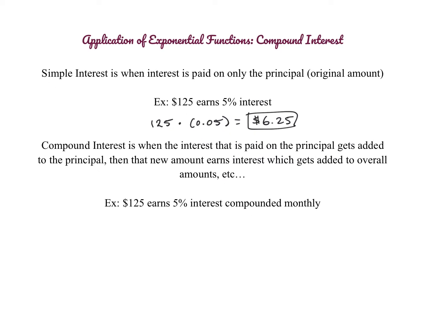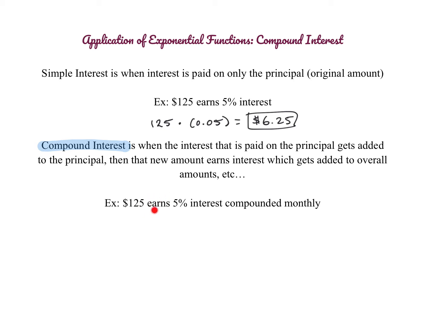Now, compound interest, which we're going to learn about for the rest of the lesson, is when the interest that you earn on your principal gets added to that principal, and then that new amount earns interest. So instead of earning interest on the original amount, you're earning interest on the principal plus that first interest payment. And then that new interest gets added to the original amount, and so each time you're earning interest on a larger amount because you're including the previous interest.